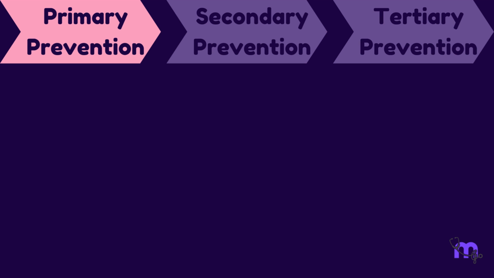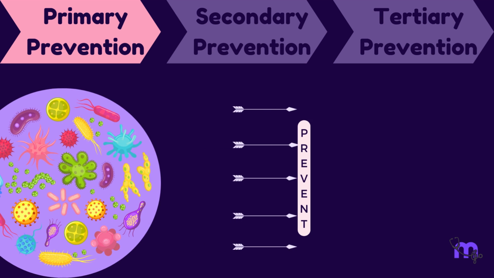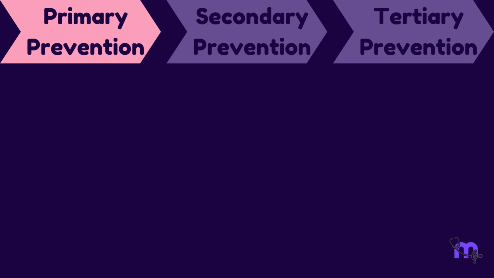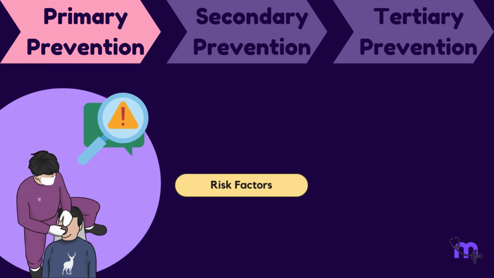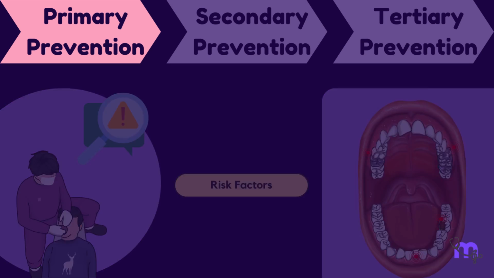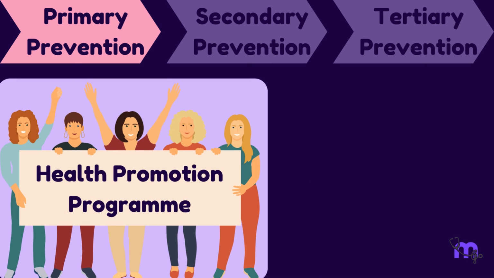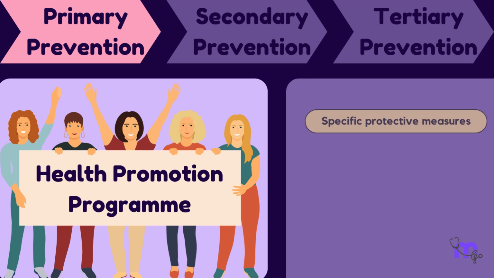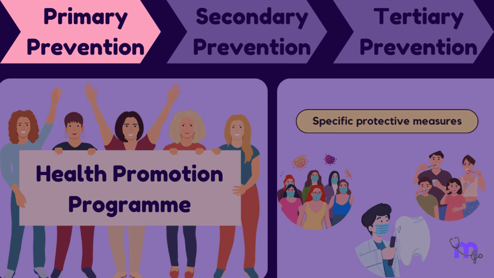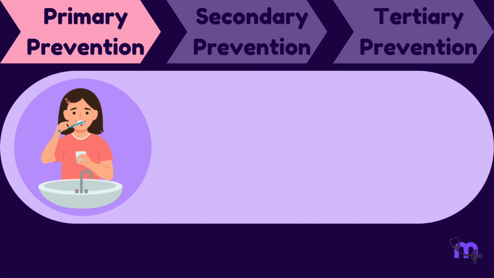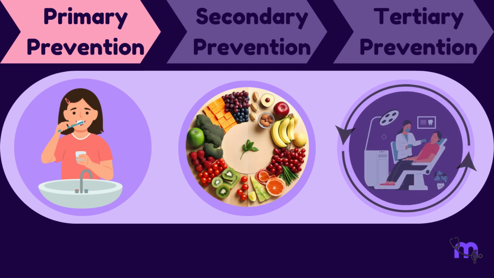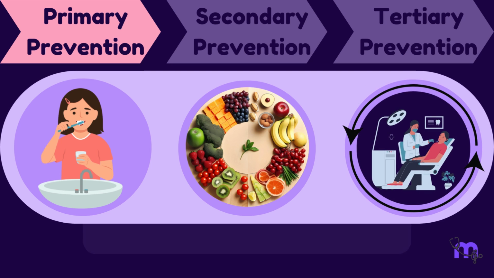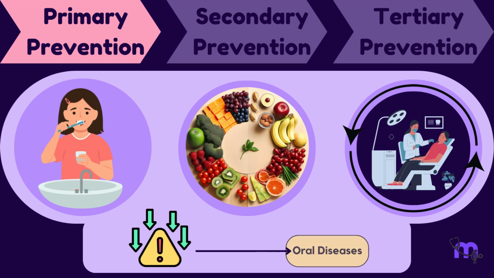This stage focuses on preventing the occurrence of diseases before they manifest. Primary prevention involves identifying and addressing risk factors associated with oral diseases. It can be achieved through health promotion programs and the adoption of specific protective measures. By implementing effective oral hygiene practices, promoting healthy dietary habits, and encouraging regular dental checkups, we can significantly reduce the risk of oral diseases.